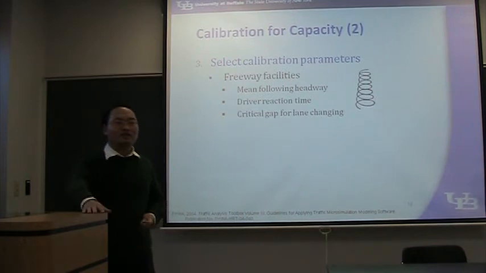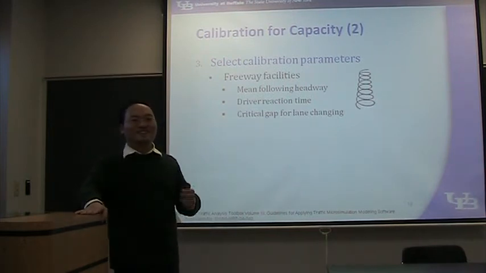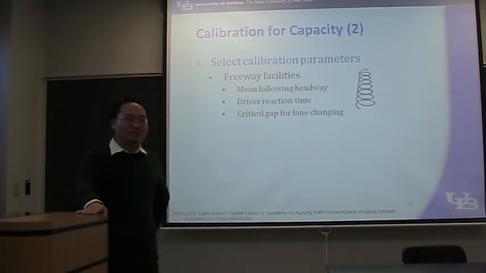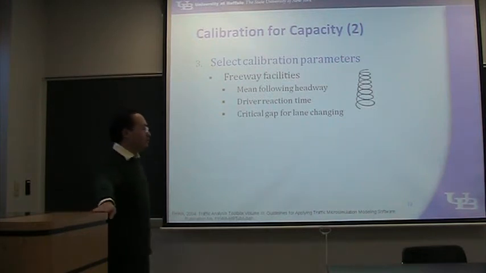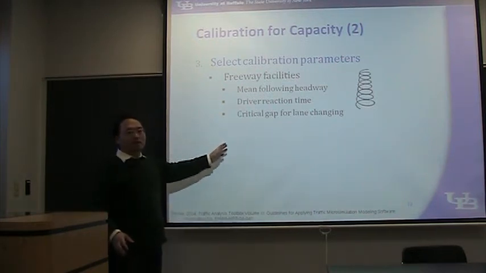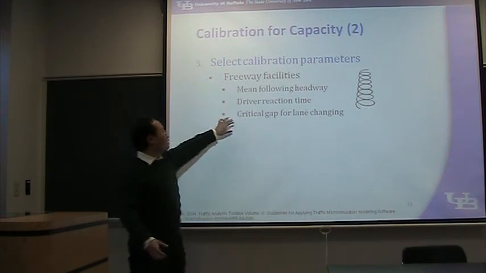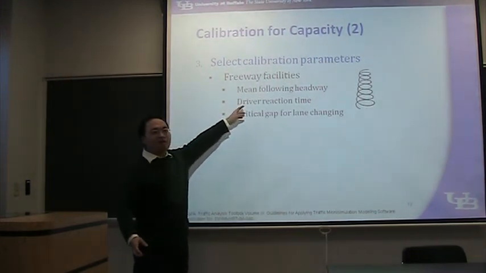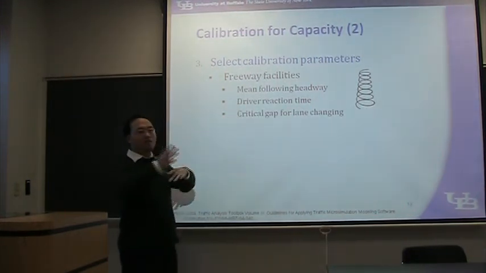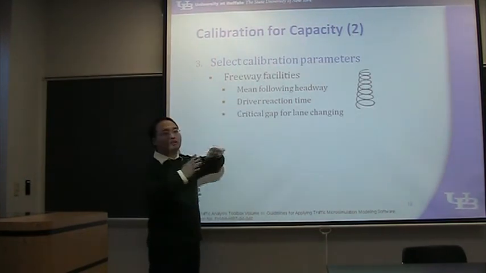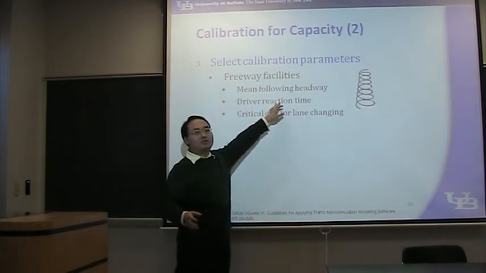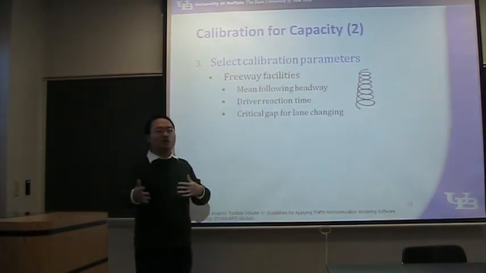Could you say that again? Sorry, I didn't quite understand. For lane changes to occur, if the critical gap needs to be longer, then density has to be less, and so capacity would also be less. But the problem is the critical gap doesn't mean the mean following headway. So you have a long critical gap, but your vehicles may still be traveling, following each other at this mean following headway. So the density is not changed.